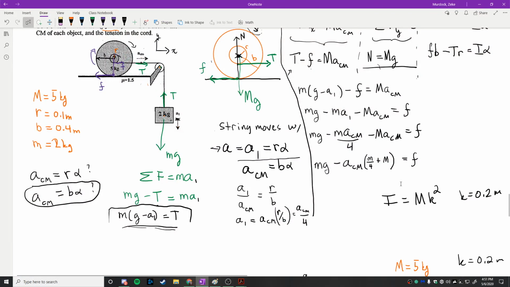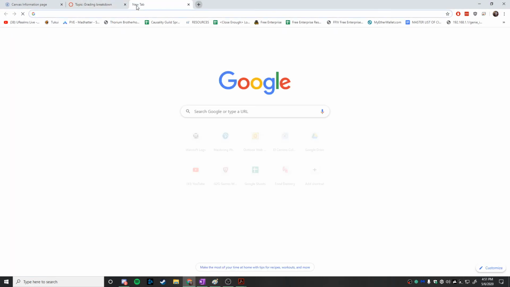Does it include what you need for homework 10 on Mastering Physics? I would have to look, but I believe it does. I'm pretty sure that it does.